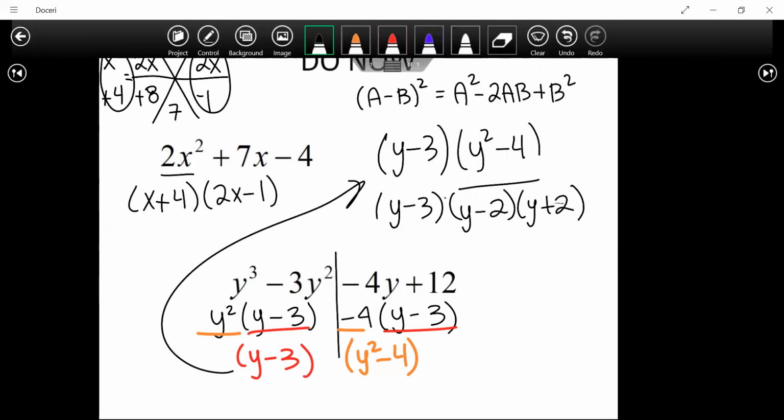Okay. I'm going to give you guys your answer sheet right now, your answer to your homework. So if you have any questions, please.